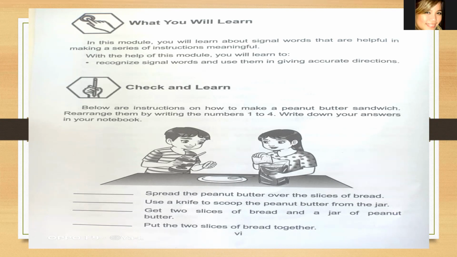Okay, now, this is about making peanut butter sandwich. Okay, our sentences here say, spread the peanut butter over the slices of bread. Next, use a knife to scoop the peanut butter from the jar. Next, get 2 slices of bread and a jar of peanut butter. And then the last one is put the 2 slices of bread together.